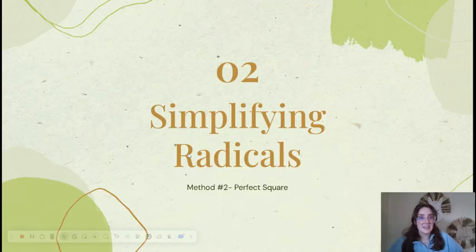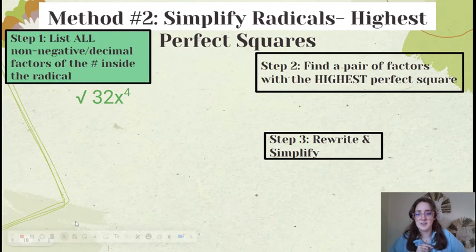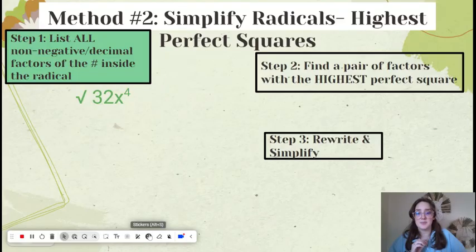All right, our second method for simplifying radicals is called the perfect square method. Again, as you're getting started, I feel like factor tree method with expanded form is going to be the choice. But as you're getting more confident with perfect squares, you're like, oh yeah, I got them memorized, then this might be the method for you. All right, we're gonna look at it. So method number 2, simplifying radicals with the highest perfect square.